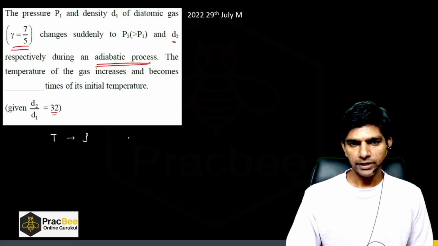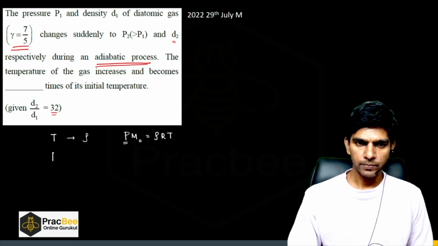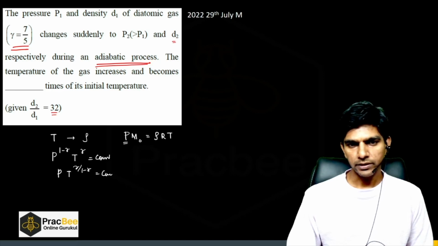Okay, so we know that P m naught is equal to rho RT, right? And we know that in an adiabatic process, P raised to power 1 minus gamma and T raised to power gamma is constant. So P times T raised to power gamma by 1 minus gamma is constant. So T raised to power gamma upon 1 minus gamma is directly proportional to rho T.